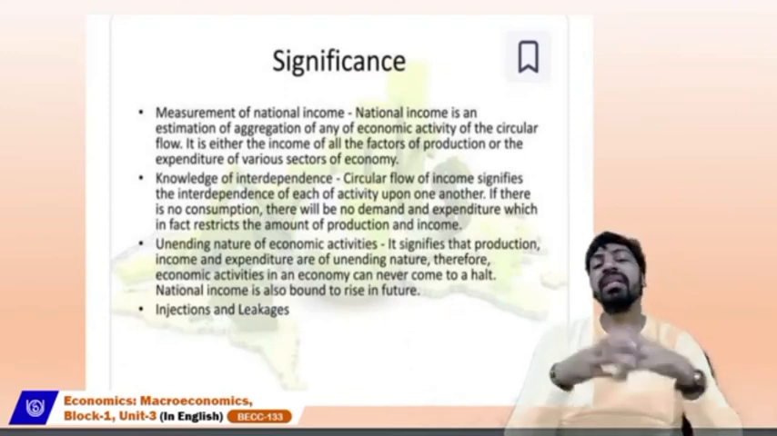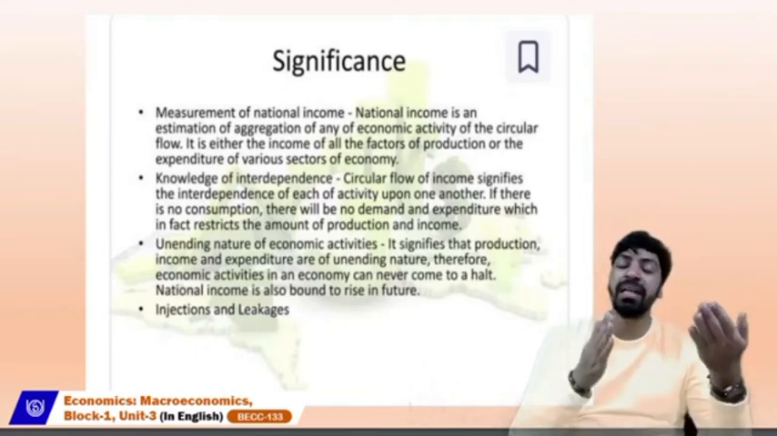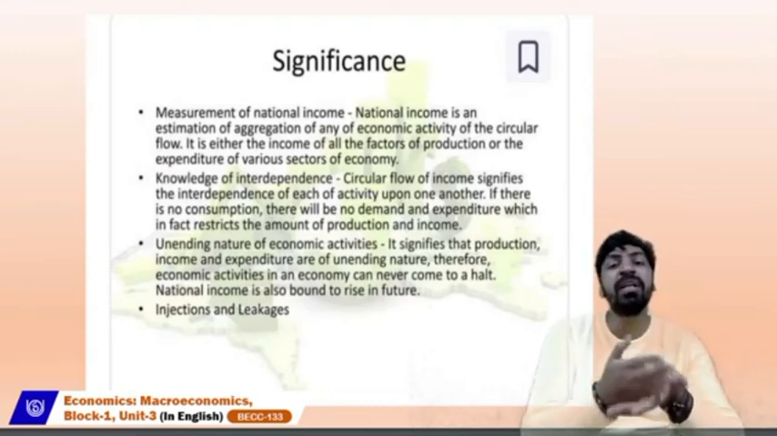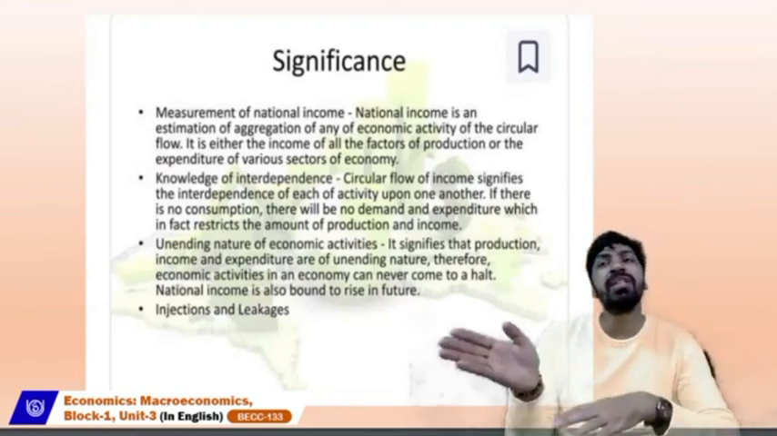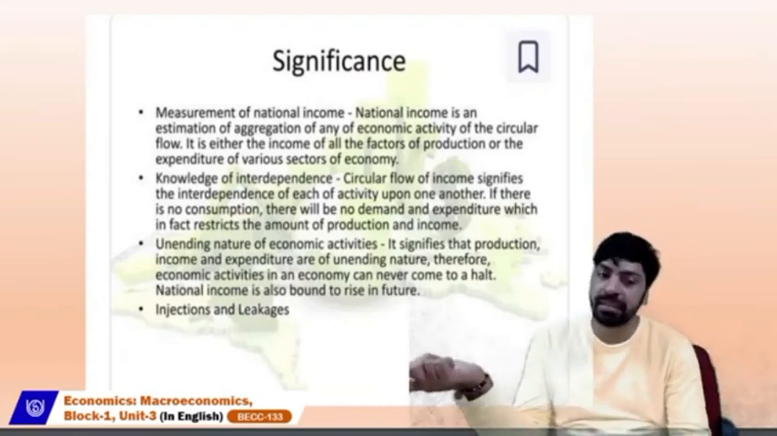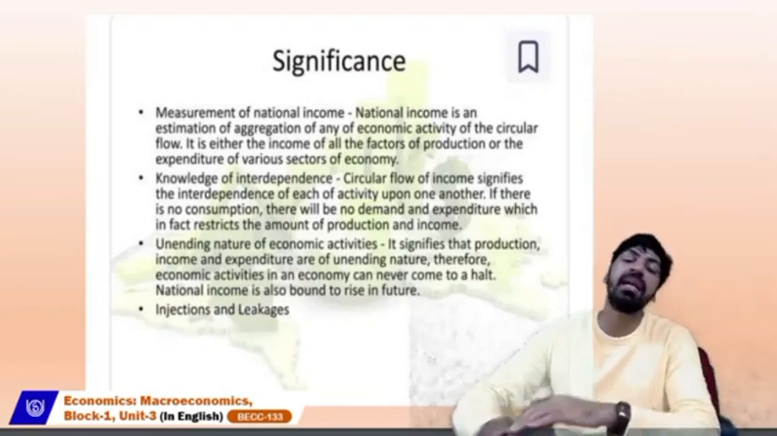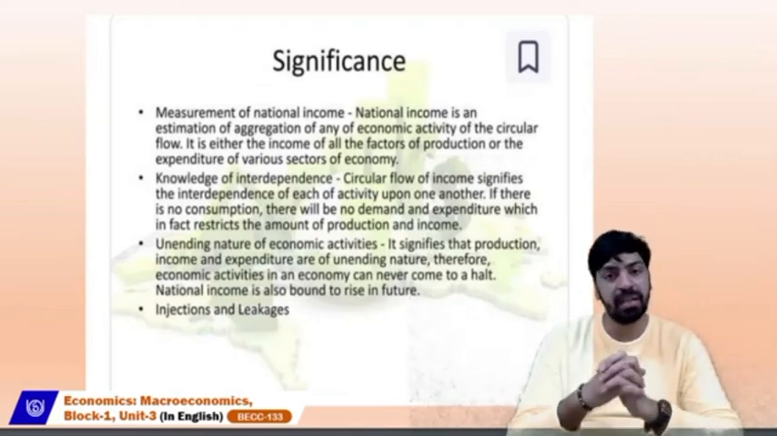The fourth is the significance in case of injection and leakage. Automatically, if there is any withdrawal in one sector, there is also an injection for another sector. That means a solution for another sector, and that is called the importance of the circular flow of income.